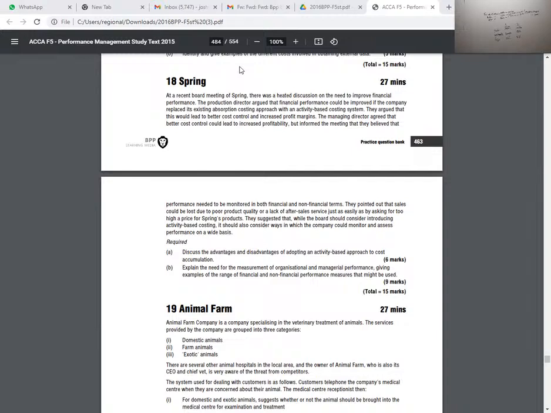So they want us to discuss the advantages and disadvantages of adopting an ABC, activity-based approach to cost accumulation. And then B, explain the need for the measurement of organizational and managerial performance, giving examples of the range of financial and non-financial performance measures that could be used, like customer satisfaction is a non-financial performance measure.